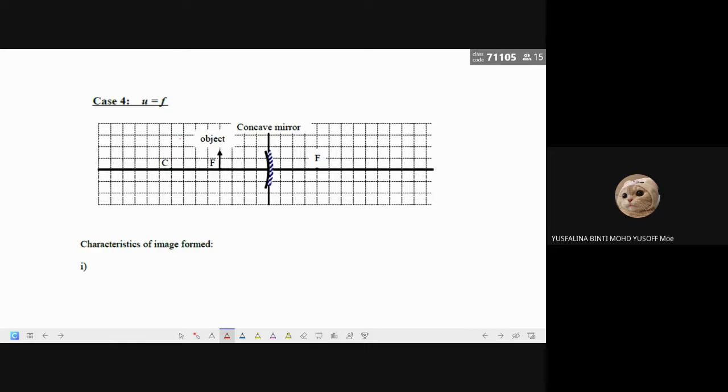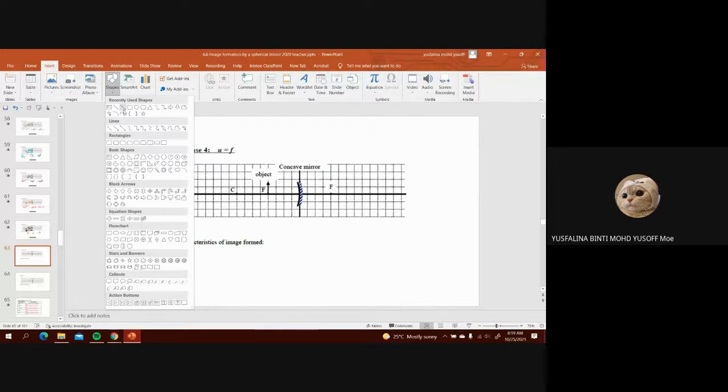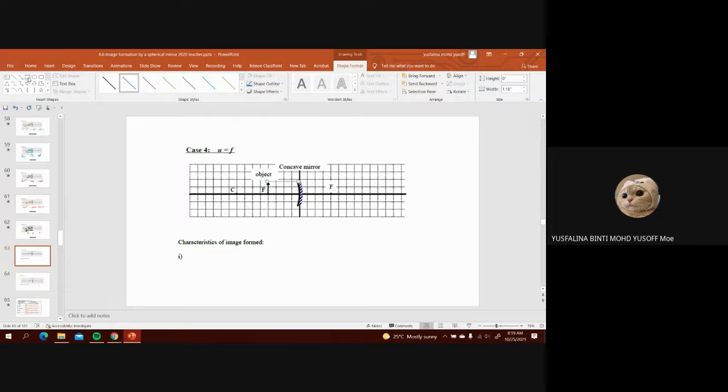Now what happened when u is equal to f? It means u is at the focal length, the focal point. So what will happen? I just show you one example, then for another one, you have to try on your own. For this one, from here go straight here, right? Then it will be reflected back to F.